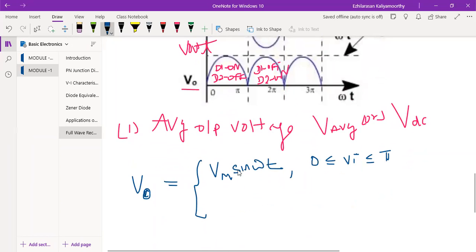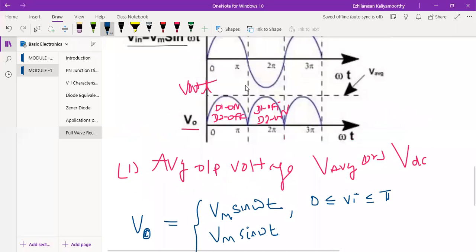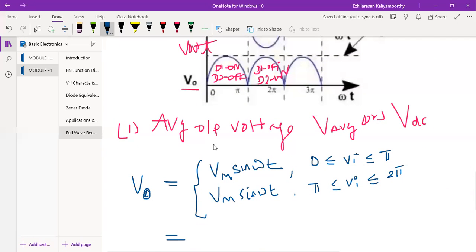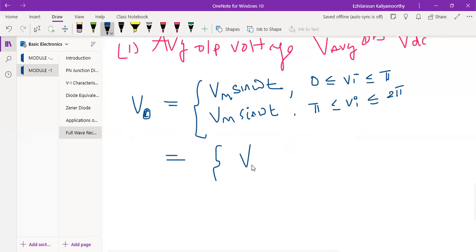Next, for the second half cycle, Vm sine omega t. Even during the negative cycle I'm getting the same thing, so pi less than or equal to 2 pi. So I can write V naught is equal to Vm sine omega t for the interval of the input Vi from 0 to 2 pi. That is nothing but your output V naught.